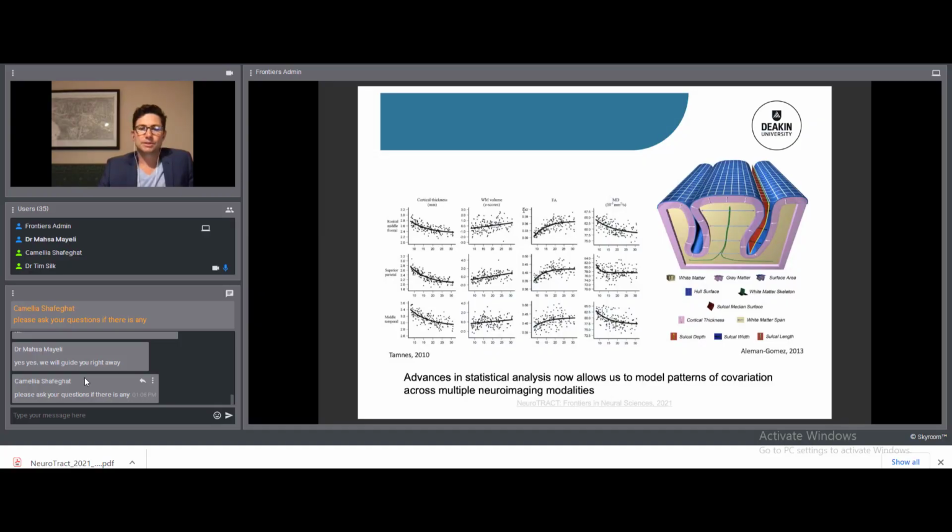I mentioned right at the very start, when the brain's developing, that we understand now that different parts of the brain have both different spatial and temporal trajectories in how they're developing. But advances in statistical analysis now allow us to model how these patterns co-vary across different imaging modalities. Next slide.